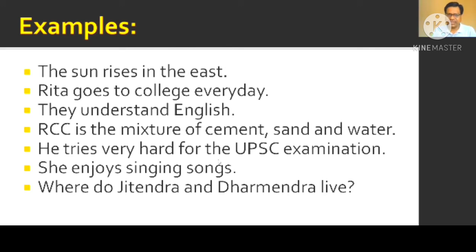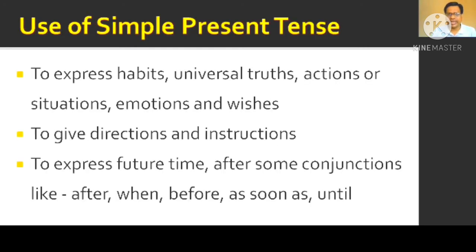So whenever we make this kind of sentences, you need to always remember that we actually do such kind of sentences in order to express the habits, universal truths, actions or situations around different types of emotions and wishes. If at all you are talking about certain directions or instructions, or else you are expressing future time, that we need to use after using some conjunctions like after, when, before, as soon as, until, and so on and so forth.